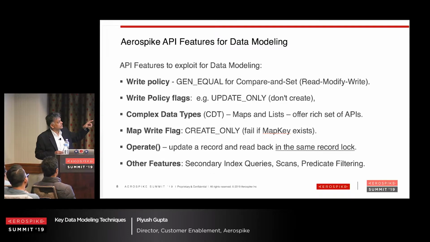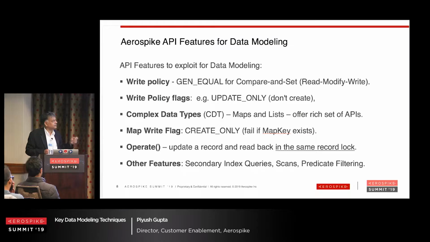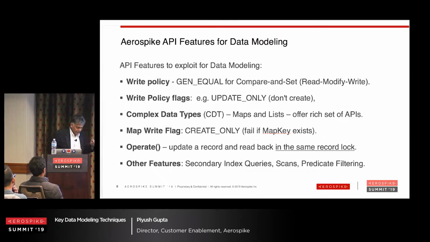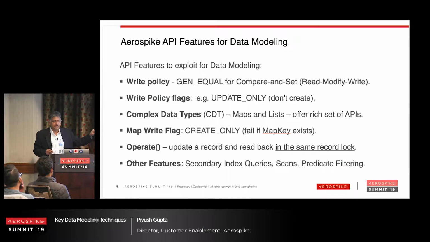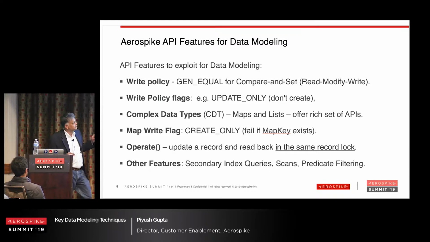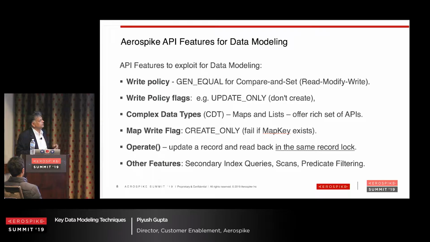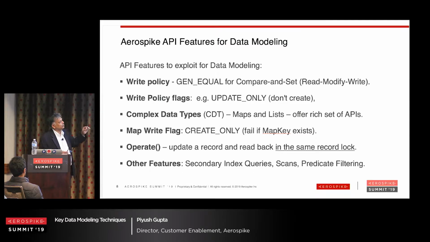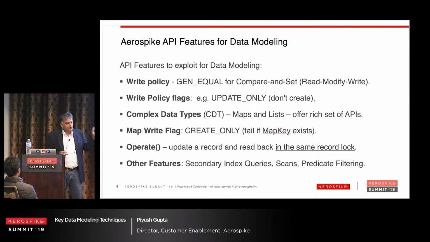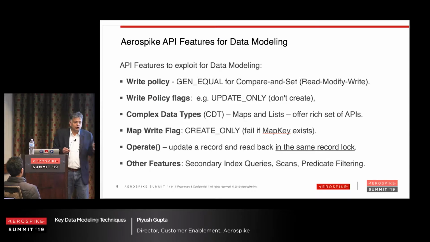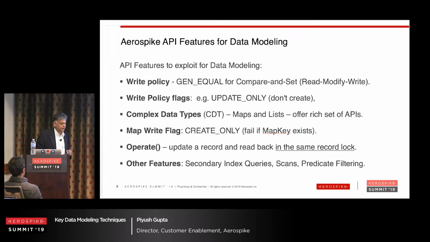Write policy flags such as create only, like don't create this record if it exists. That's an interesting technique that is used in making sure that you're creating only a unique record, and some data models will exploit that. In complex data types, we have maps and lists, which offer a very rich set of APIs. And I'll go through those today. Then we have this interesting flag in maps called create only for a key, which means don't create it if it exists. And that is very effectively used as a record level locking mechanism, which I'll show you towards the end of the presentation on doing a multi-record model.